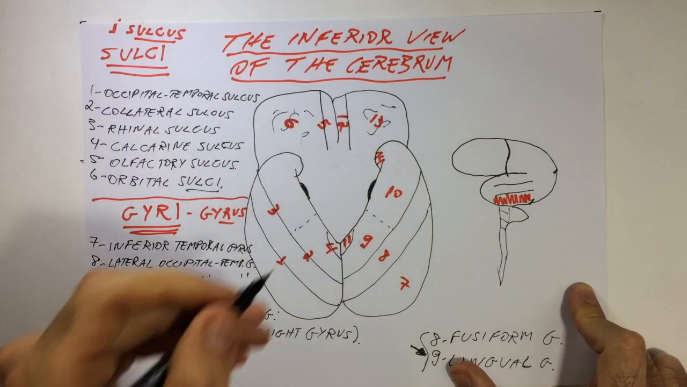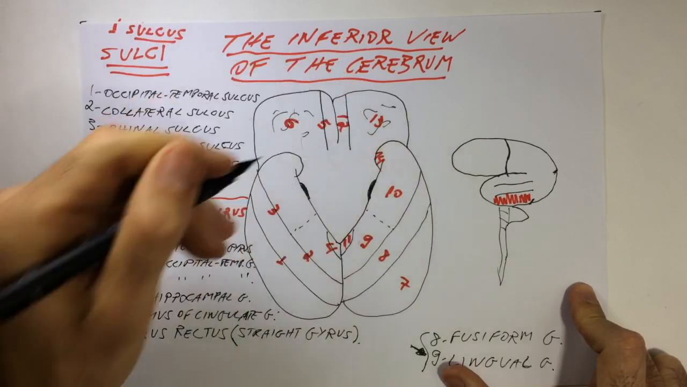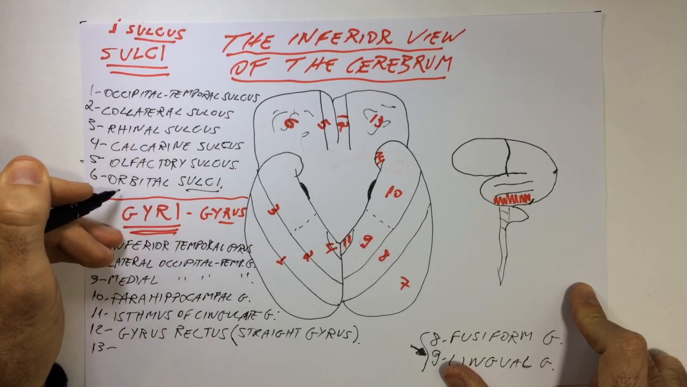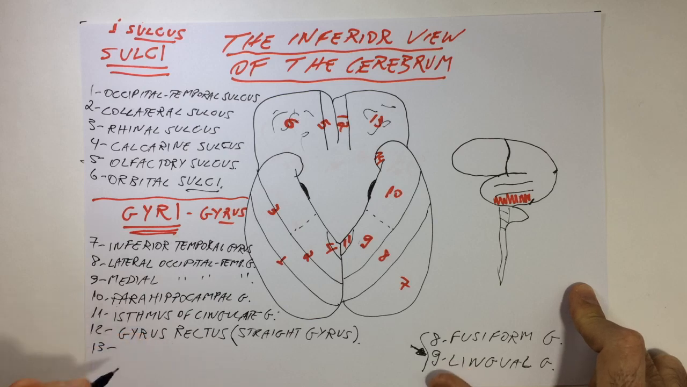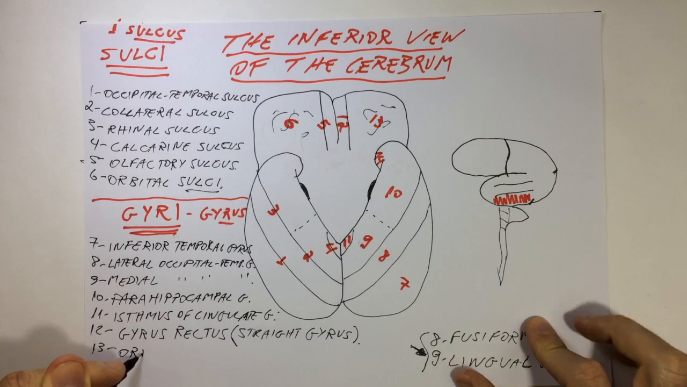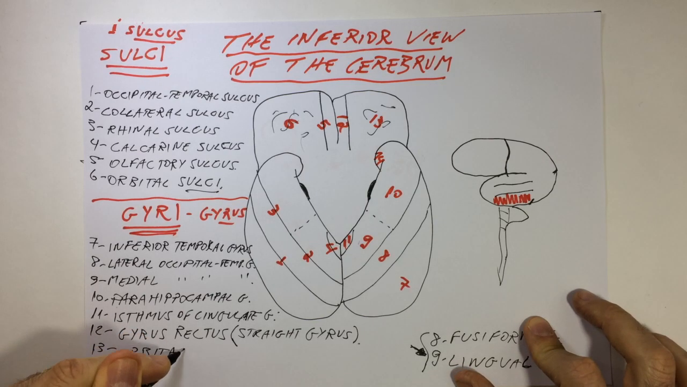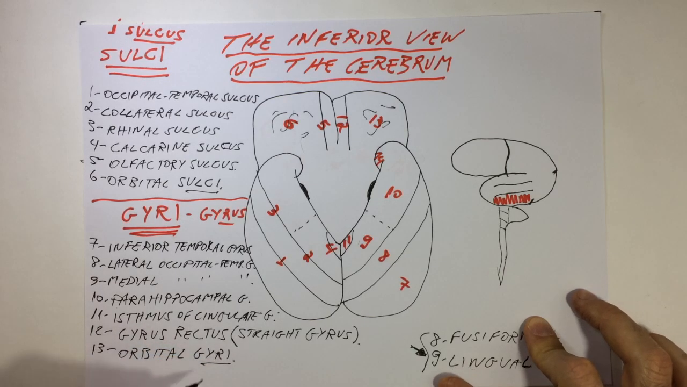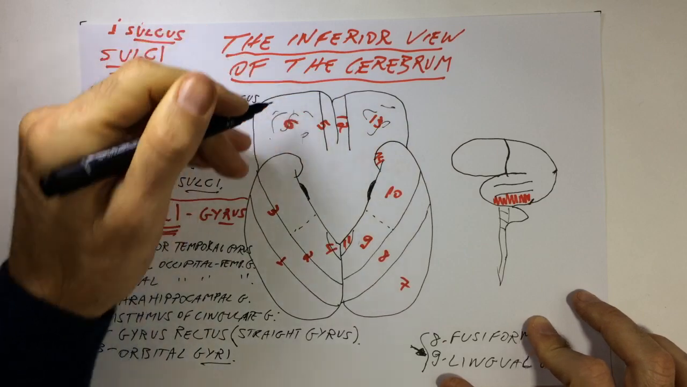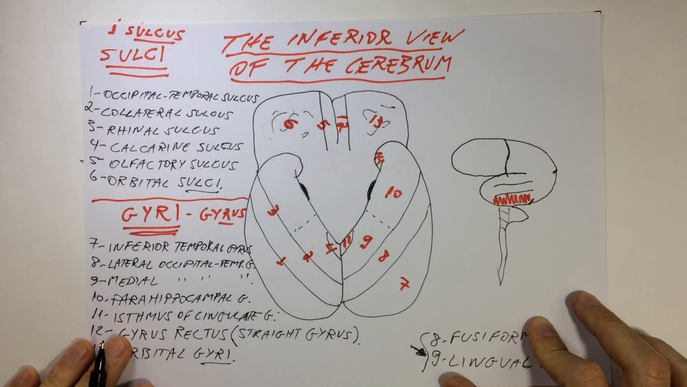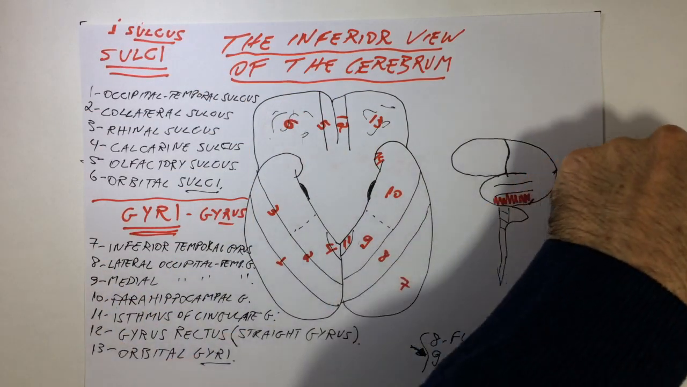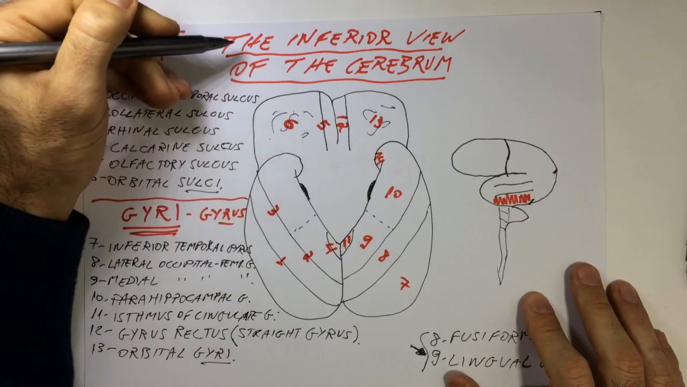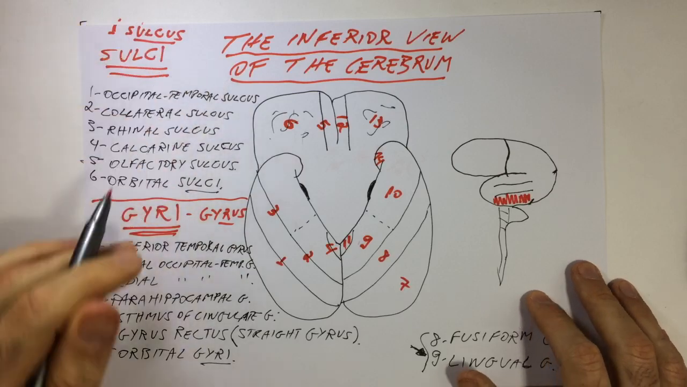And 13, the name is just like the sulci, so orbital gyri. Gyri because there are a lot of them here. All of them actually have the same name. Okay, so here we have all the sulci and gyri of the inferior view of the cerebrum.